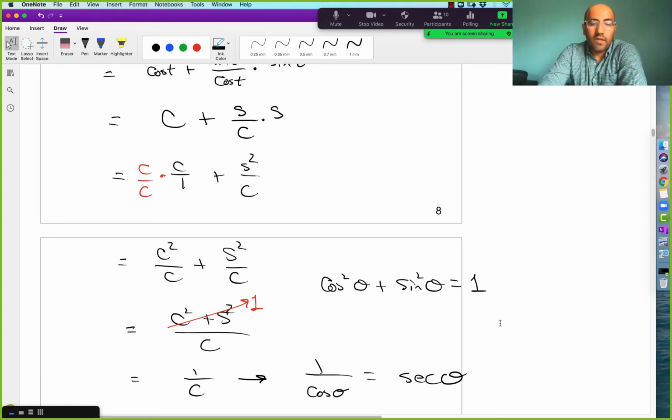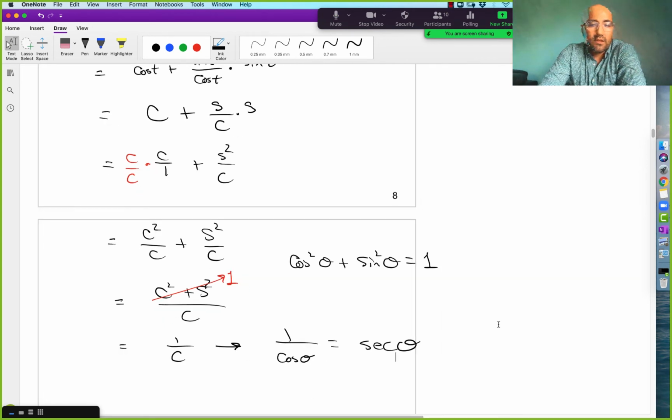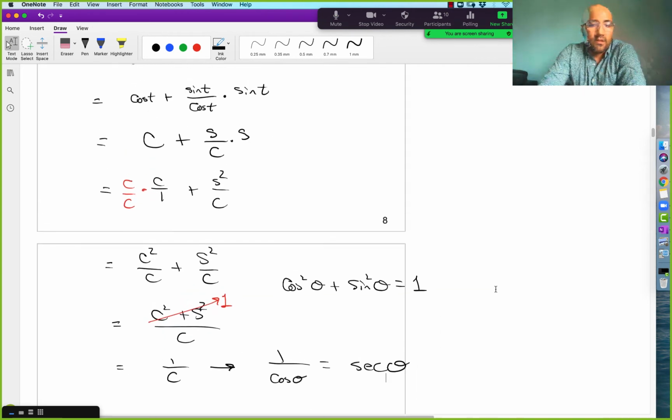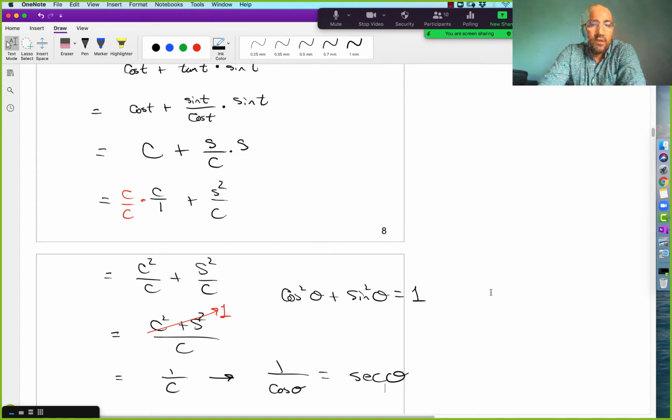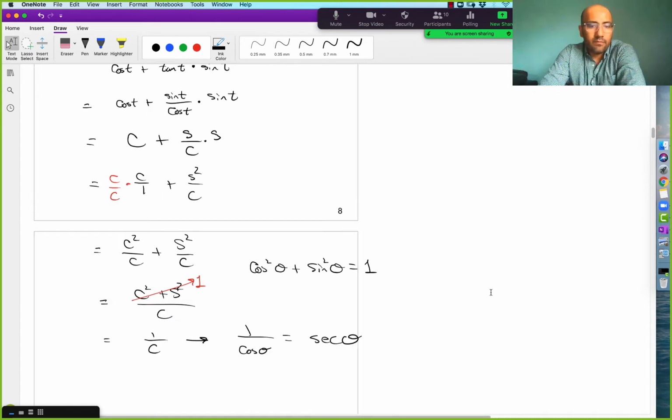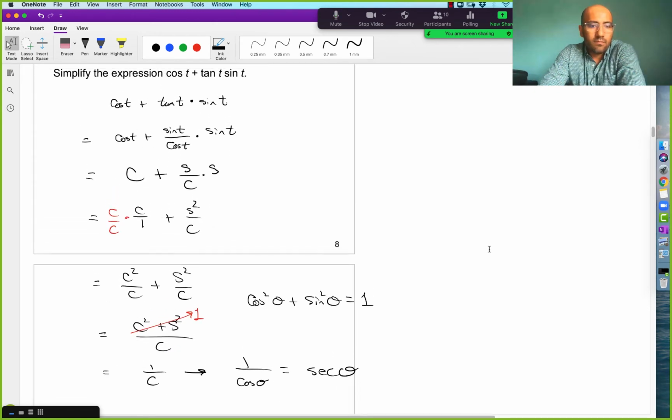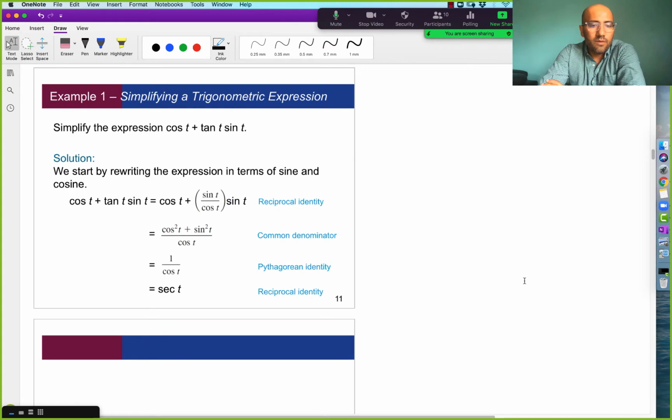Any questions? No? Okay, I'm pretty sure that's what the author did. Sine over cosine, yep. Okay, and then common denominator turns into cosine squared t plus sine squared t over cosine of t. That turns into 1 over cosine, which is secant t.